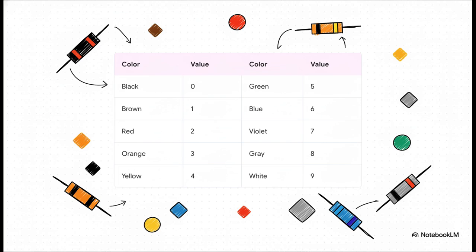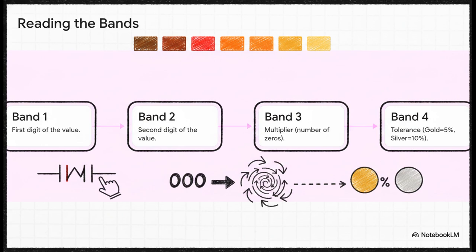From black at 0, working up through the rainbow to white at 9, you just match the color to its number. For a standard 4-band resistor, here's how the logic flows. The first band gives you your first digit, the second band gives you your second digit, the third band is your multiplier, which is just a fancy way of saying how many zeros you add to the end of those first two digits. And finally, the fourth band tells you the tolerance, meaning how accurate the manufacturing is. A gold band means it's accurate within 5%, and a silver band means 10%.